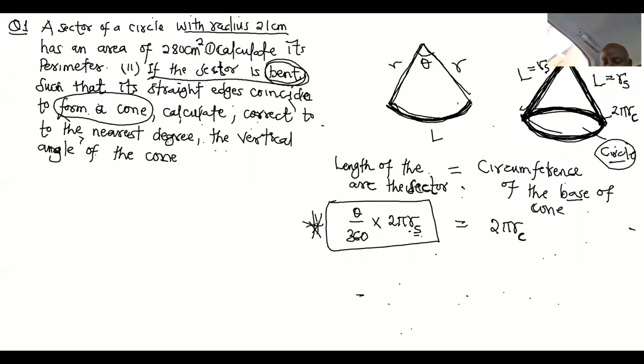What's theta for the sector? Anybody? 72.7 over 360 times 2 times 22 over 7. What's the radius of the sector? 21 centimeters equals 2 times 22 over 7 times the radius of the cone. We must find the radius of the cone.